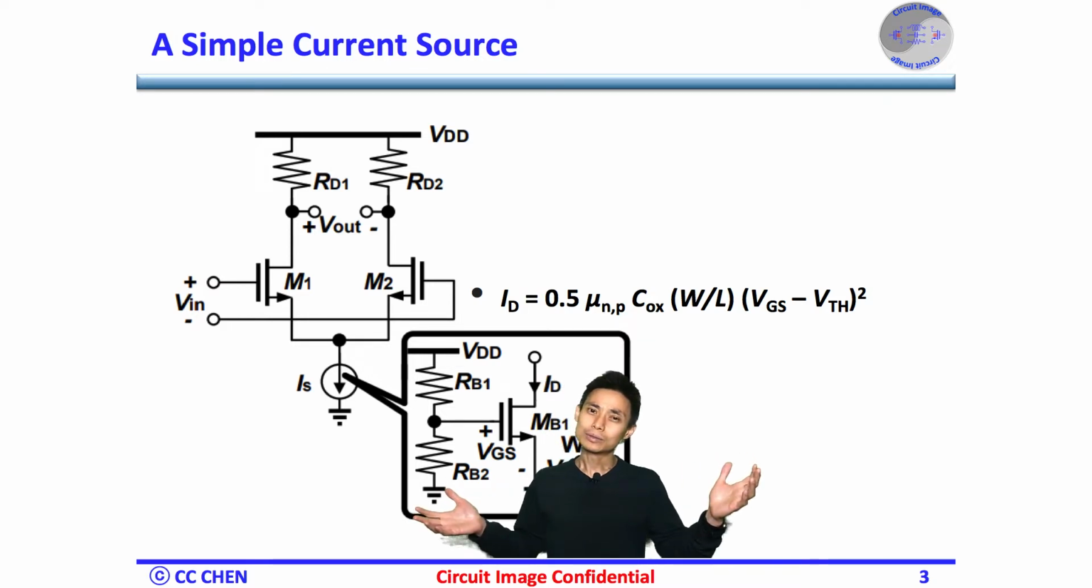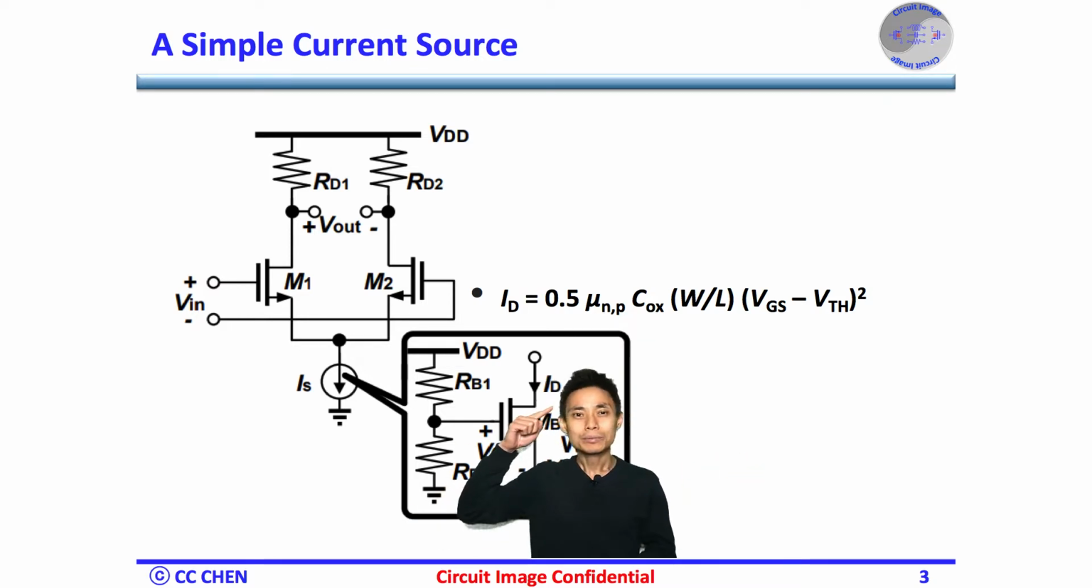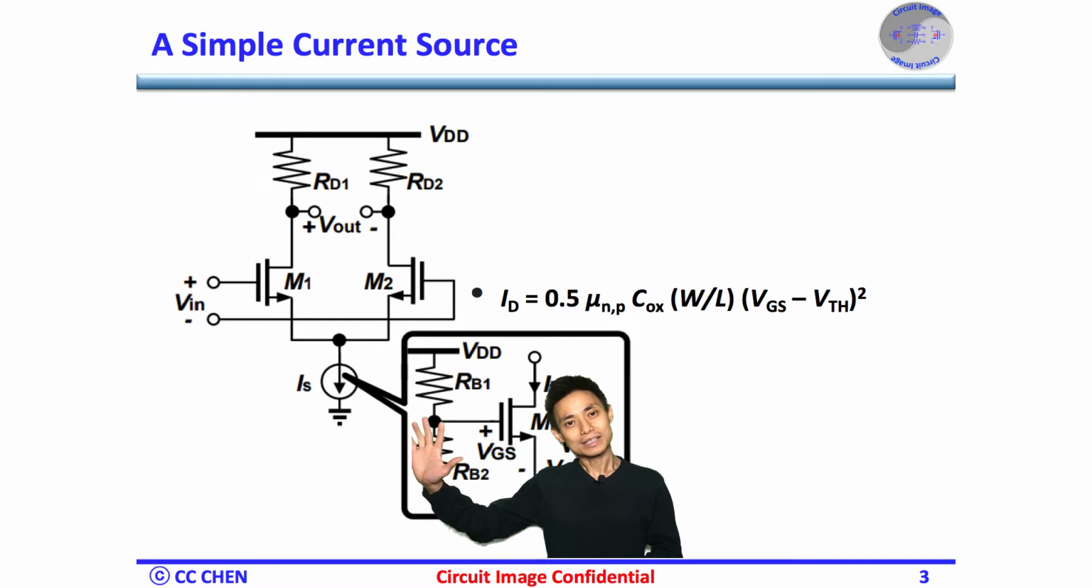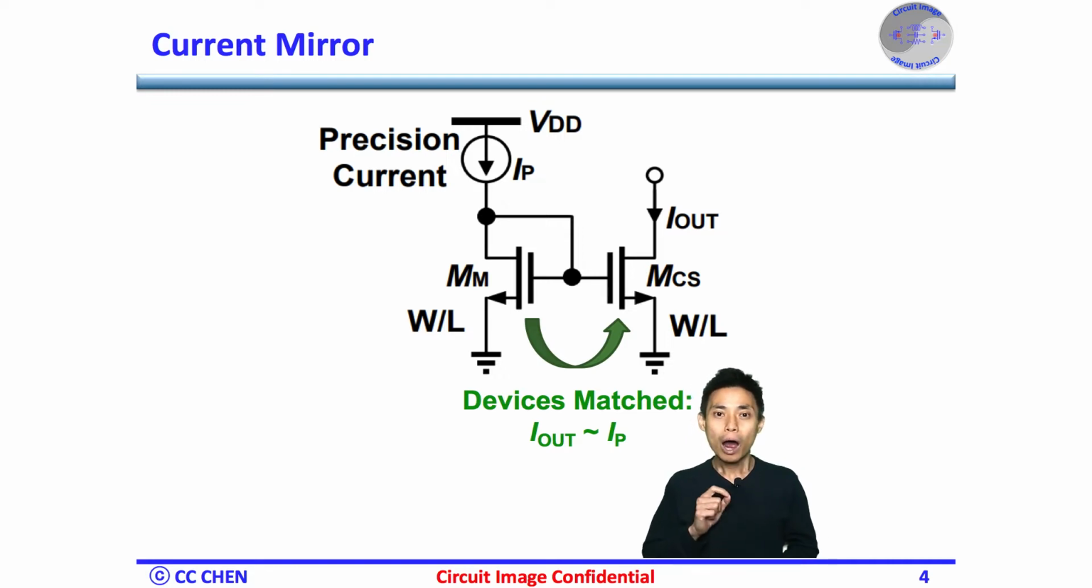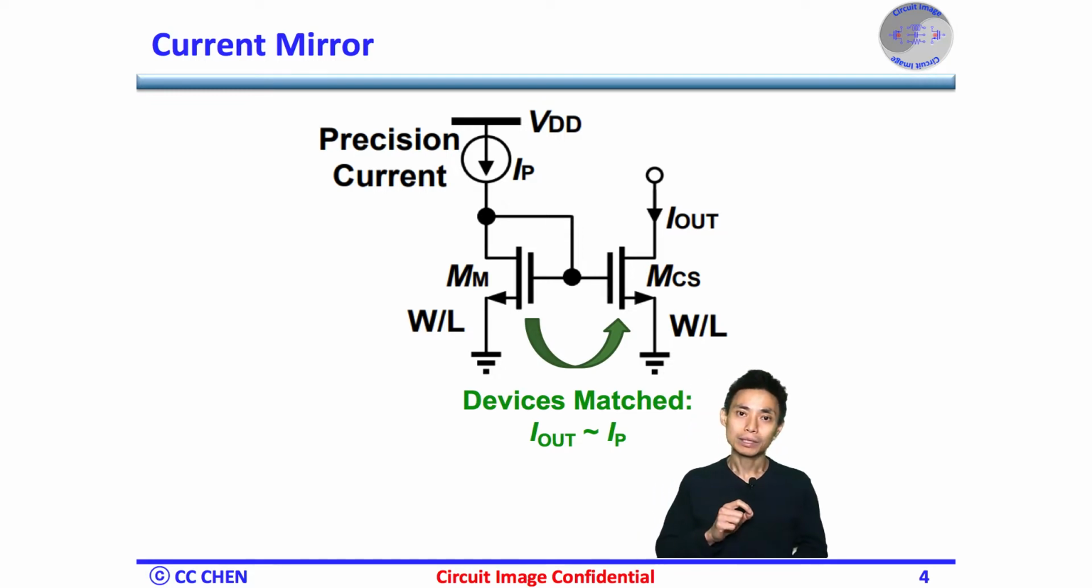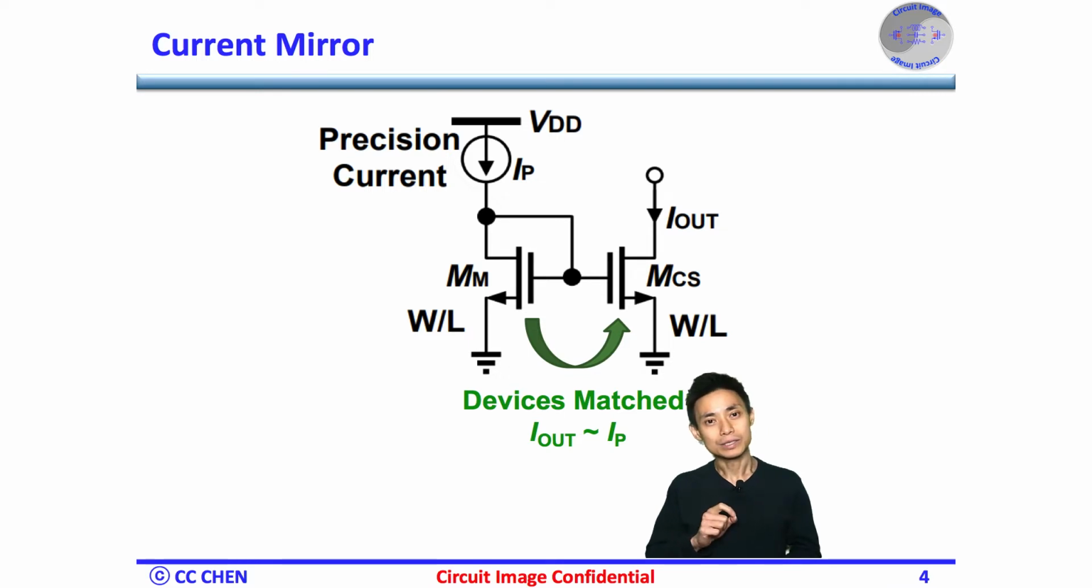What can we do? Think about your mirror images for 5 seconds. Bingo! We should apply a current mirror if there is a precise current reference, like a bandgap current somewhere. We will talk about how to generate the bandgap current or a biasing reference later in another video. The current mirror is to copy the precise current to any circuitry you need.